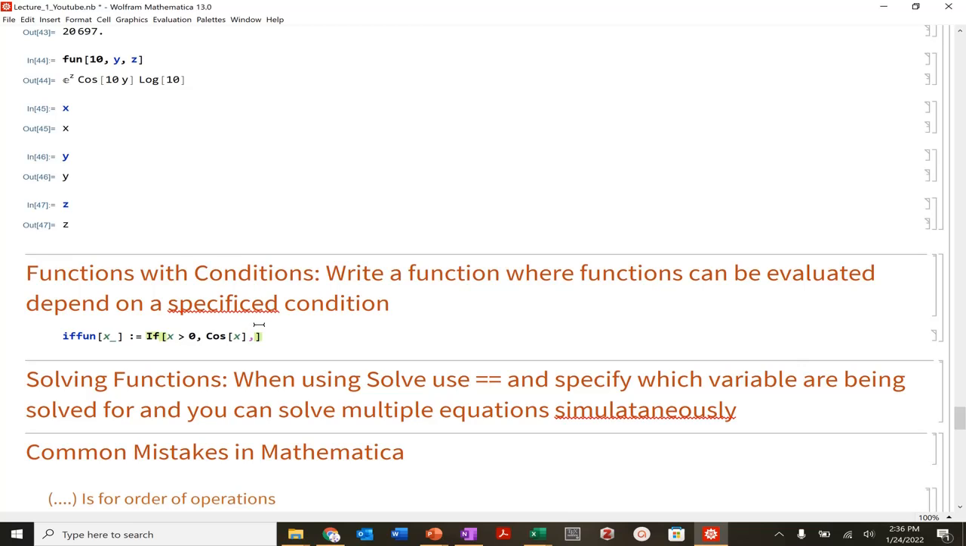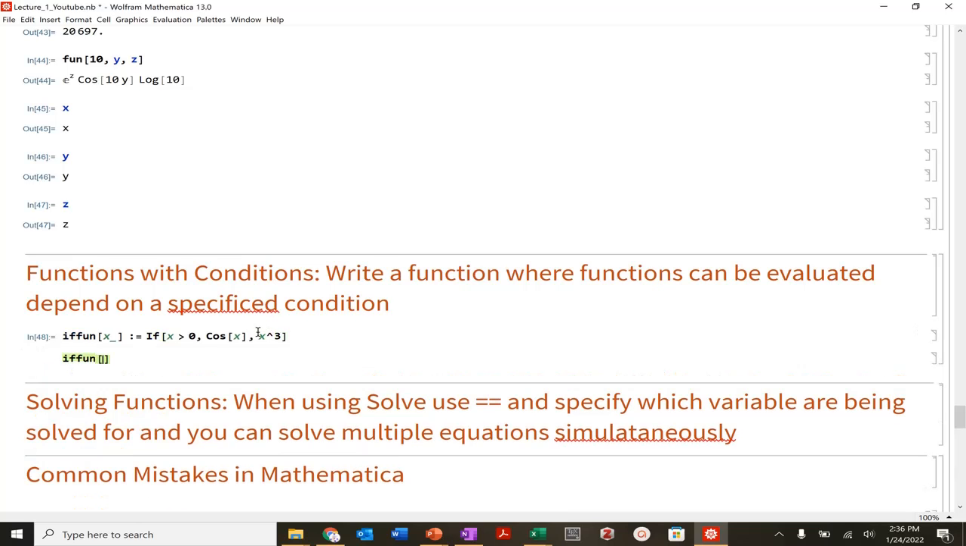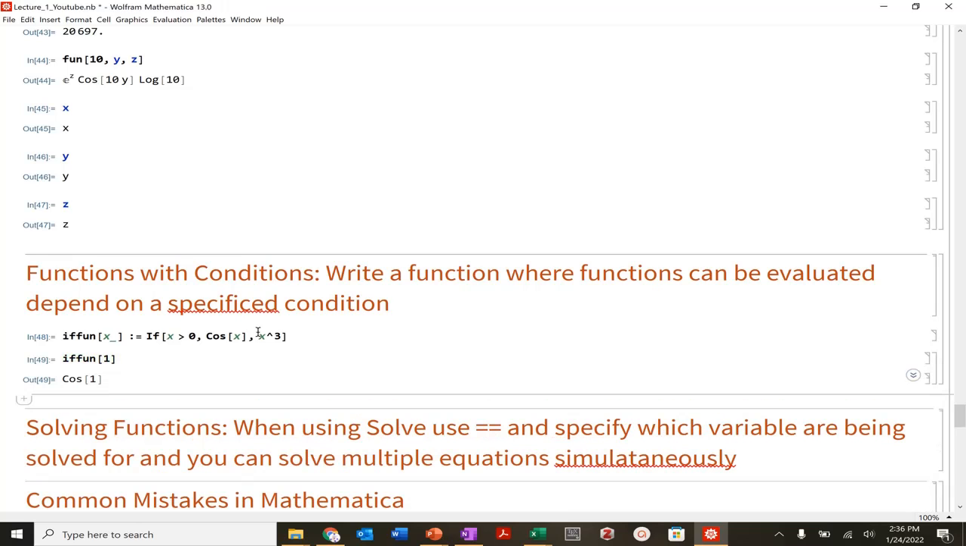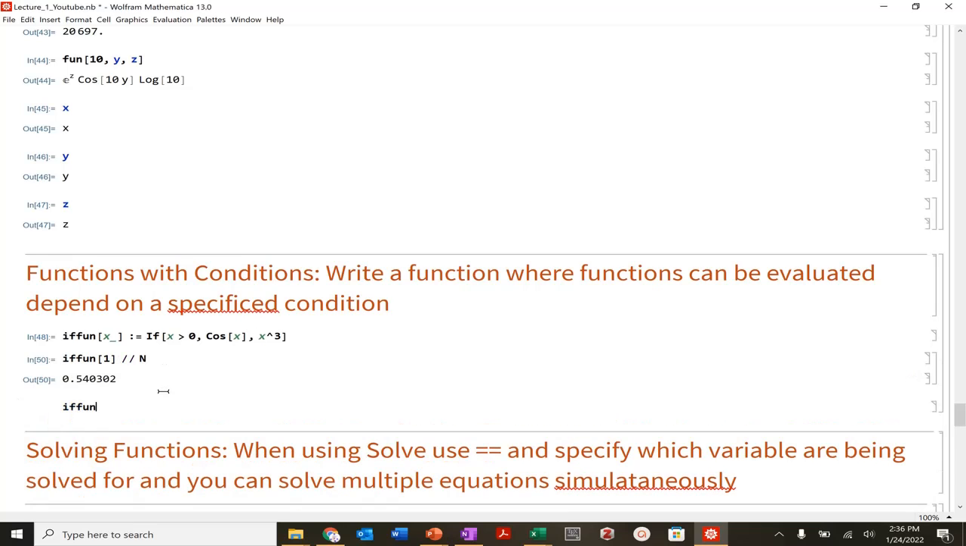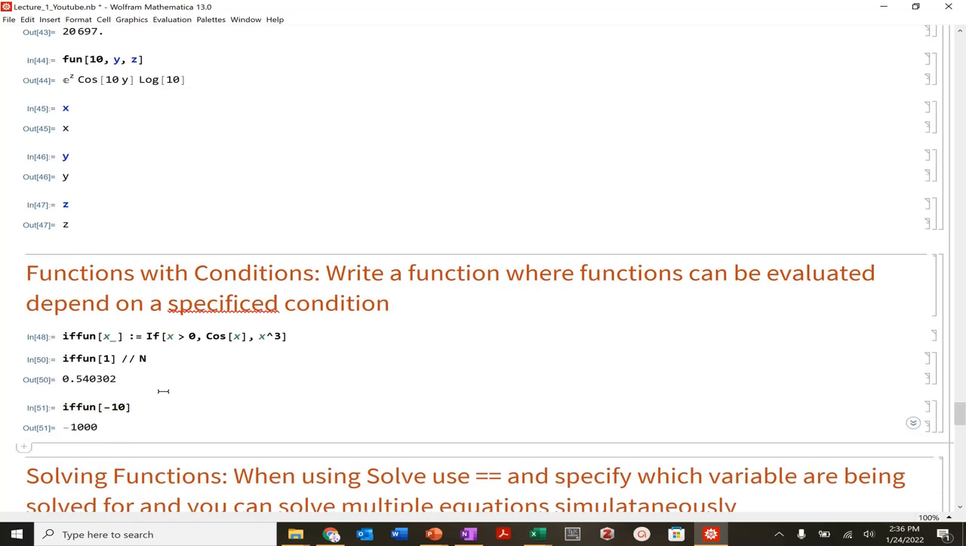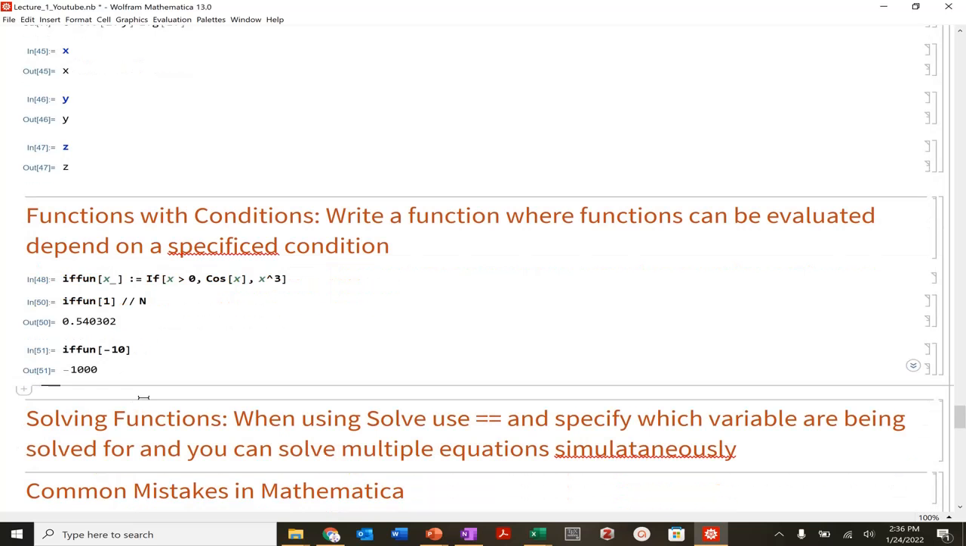If x is greater than 0, it's going to do this. If it's not, then it's going to do, let's say for negative, what should we do? What's a fun function? Let's just do x cubed. So let's do the if function. If I do a 1, for example, cosine of 1, excellent. If I do the if function of minus 10, we get minus 1,000. So you can play around with those values.